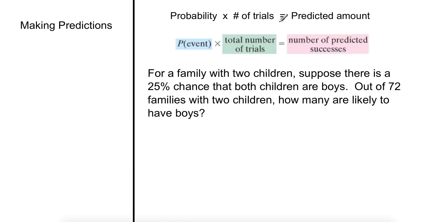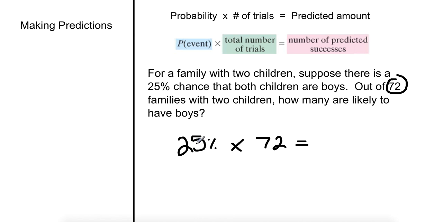So again, here's the same thing. Let's do it again. For every family with 2 children, suppose there is a 25% chance that both children are boys. Well, there's our probability. It's just written as a percent this time instead of as a fraction. We want to times that by the number of trials. Well, this is the number of 72 families we want to do, and we want to see what we get.